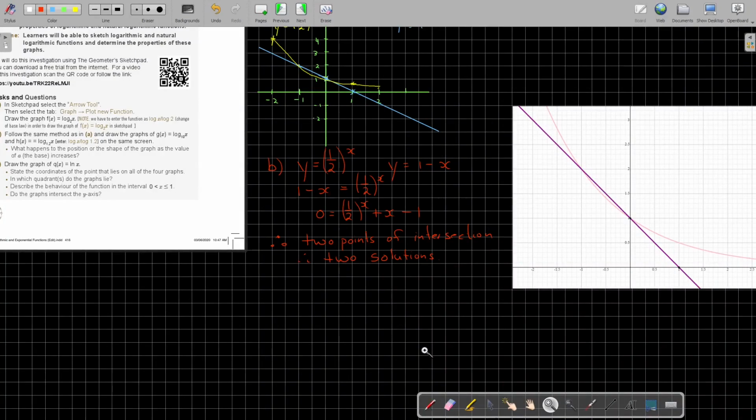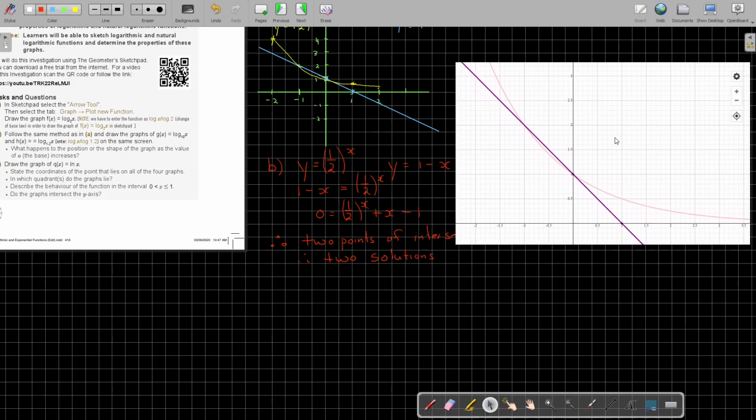I went to Symbol Lab and typed in my 2 functions: y equals a half to the power of x and y equals 1 minus x. Then I got this sketch. But I really had to use these keys, because when I was drawing it, it looked like it was only touching one time. I really had to enlarge it to see that it was cutting 2 times. So it was a very close call on this sketch.